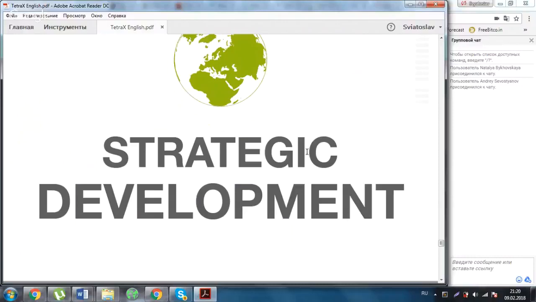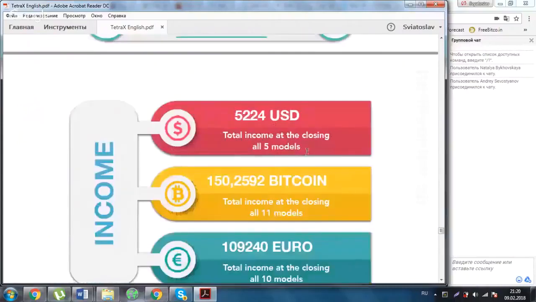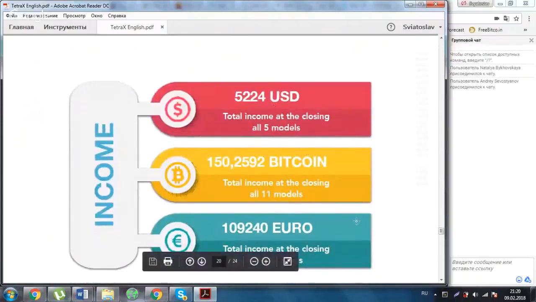We can now speak about our Euro model. The Euro model of Tetrax is represented by 10 platforms, as I showed you earlier. Entry for the first platform is equal to €6. Entry for the last, 10th platform achieves €6,000. The combined income from all 10 platforms is equal to €109,240. Can you imagine it, my friends?